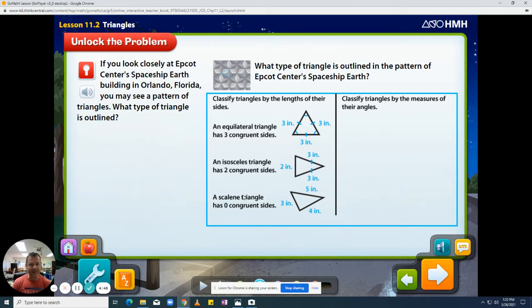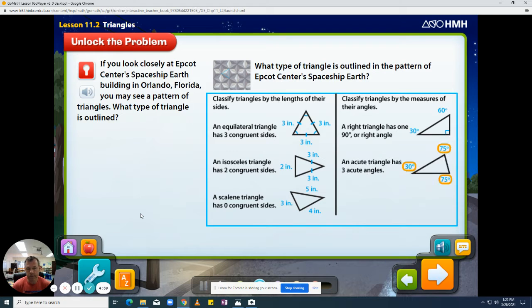Now we're going to look at the angles, the inside of the triangle, and get its last name, okay? So watch. Measures of their angles. A right triangle has 1 90-degree or right angle. An acute triangle has 3 acute angles. An obtuse triangle has 1 obtuse angle.